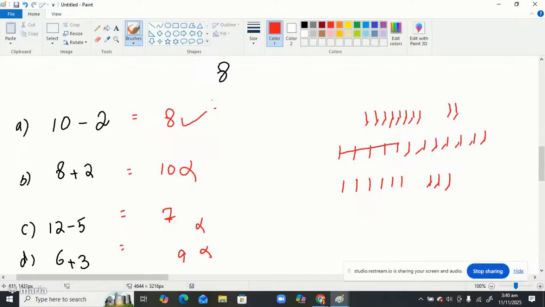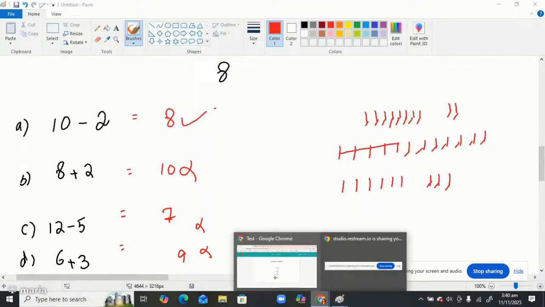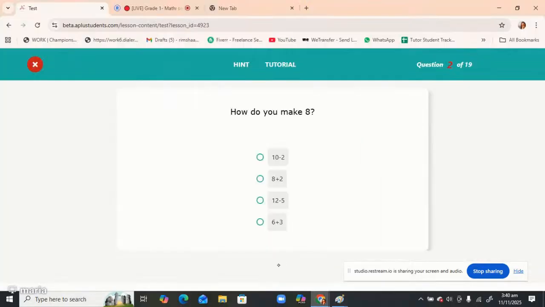If first answer is correct, so you just go with that. Okay. So here we go with 10 minus 2. Let's see. And this is the right answer. Okay, now you guys tell me the answer of this. How do you make 2? Everyone solve it and then tell me, please. Now you guys solve it and then tell me the answer.